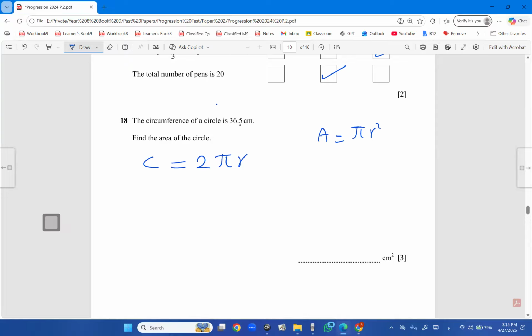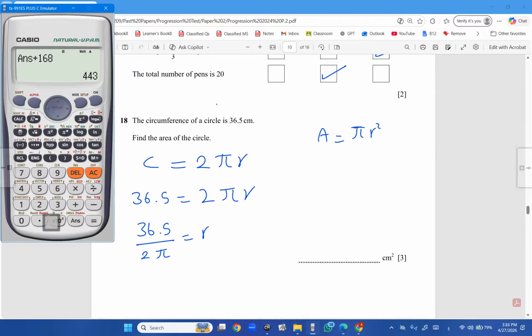Do you have r? No, we don't. But I have the circumference. So the circumference is 36.5, which equals 2 pi r. Can I find r? Can you make r the subject? Yes, I can. r equals what? 36.5 over 2 pi. This will help you find r. You can just take it without rounding it, or you can take it after doing it on the calculator and rounding. Everything is acceptable.